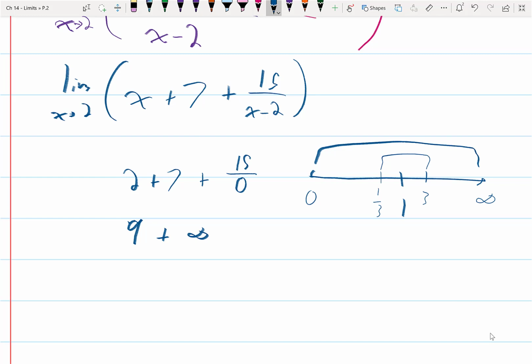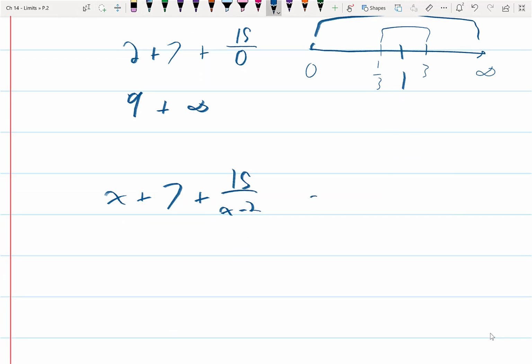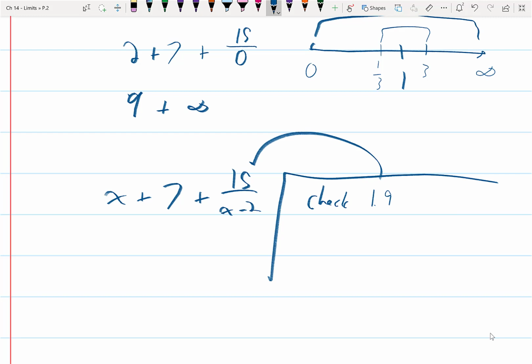But here's the real issue. Let's get back to this x plus 7 plus 15 over x minus 2. What I want to check is the signs. So we're going to check 1.9. And all I want to know is that when I plug 1.9 in, do I get a positive or negative number? And actually, I really just want to check it right here. I don't care about the rest of it. That's where the split is happening.